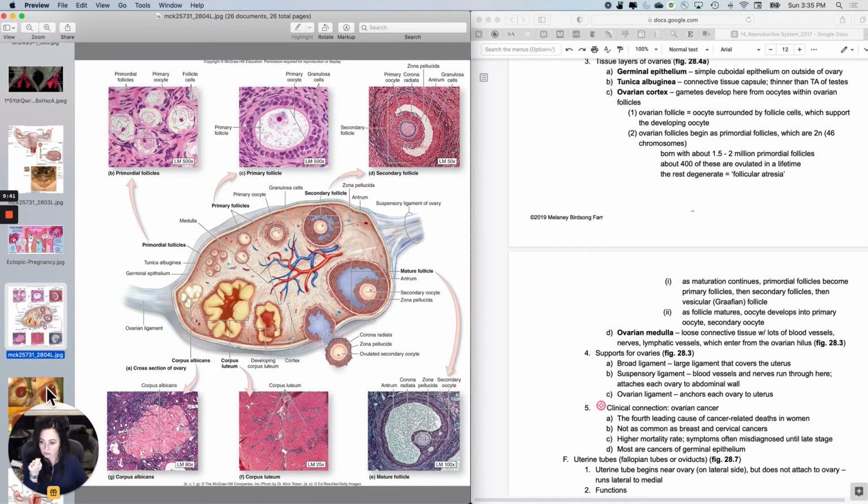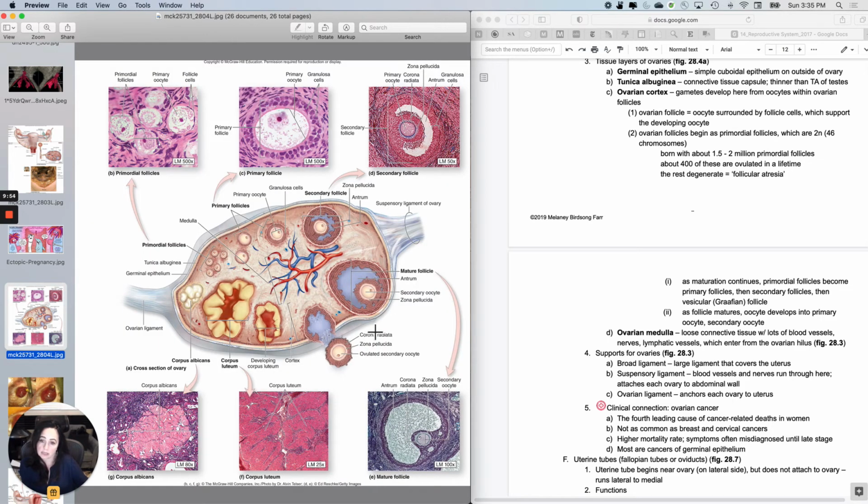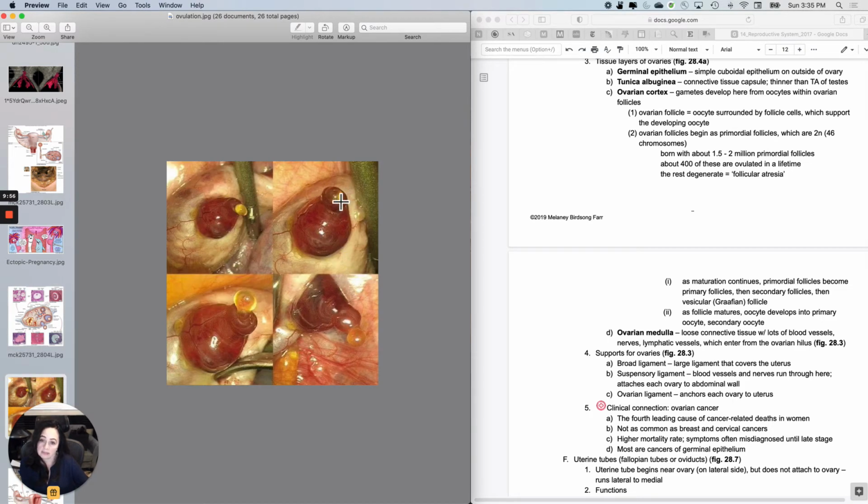Here is a picture that was done with laparoscopy that shows you. So this is the ovary. This right here is the follicle, right? The structure that you see right here. And then this is the ovulating oocyte, which is both really weird and really cool. Okay, and then we did the ovarian medulla.